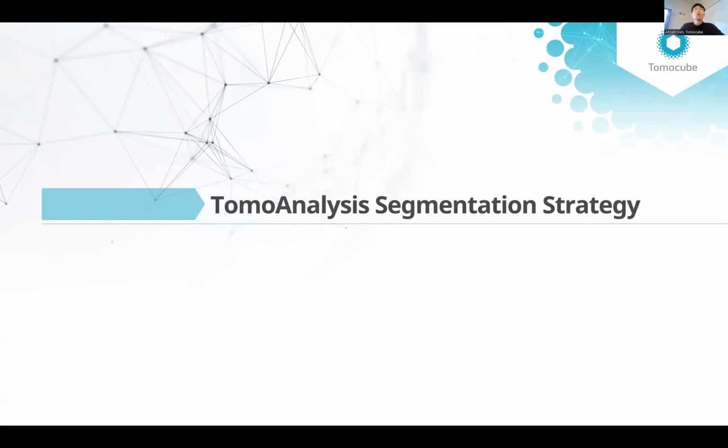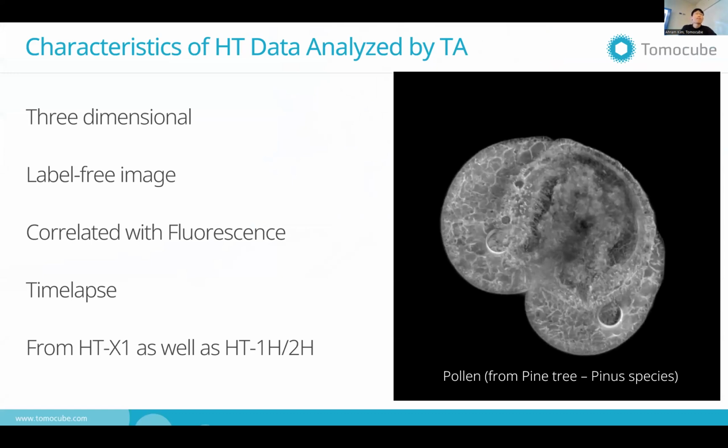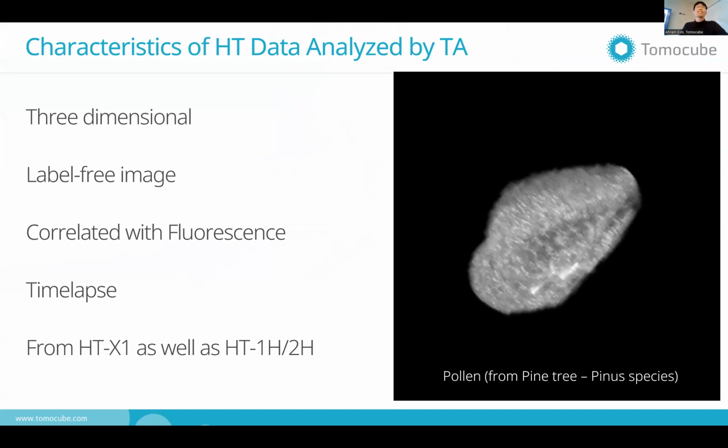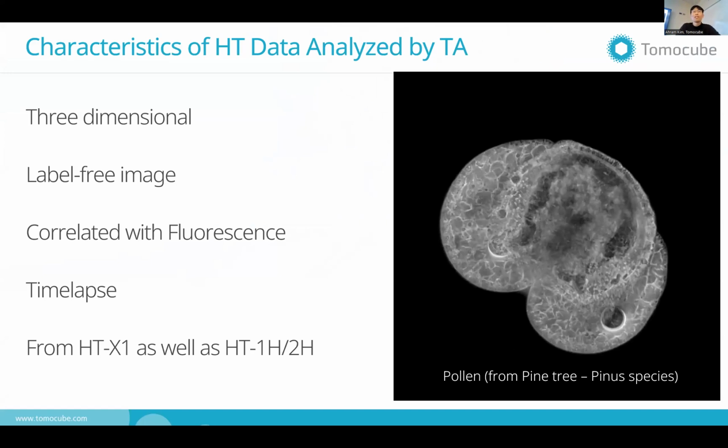So it's about how we identify the objects in what we observe, acquired by the HTX1 or the former HT2H. So let's begin with the characteristics of the data set that we acquire with the machine. So the sense is the data is in three-dimensional form. So we should take into account that fact.